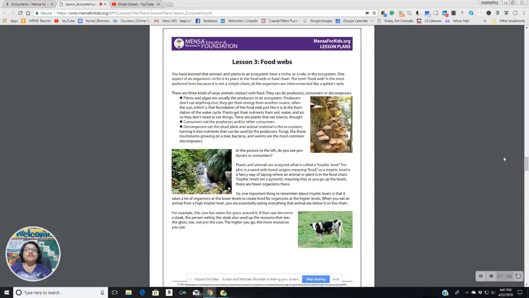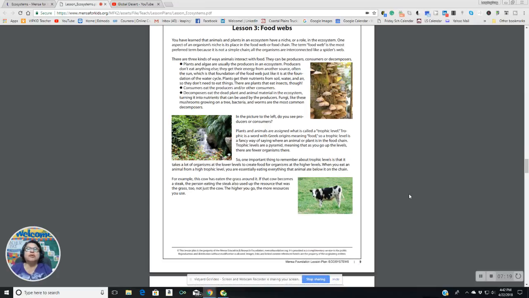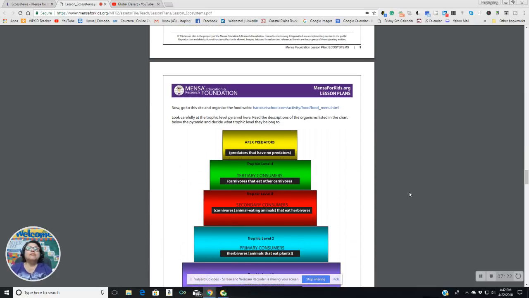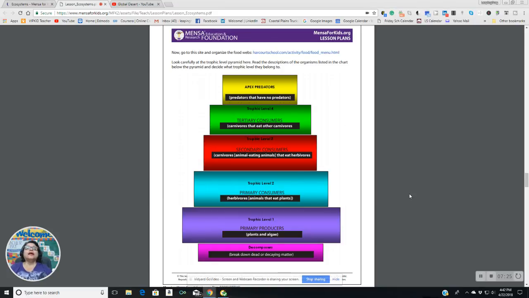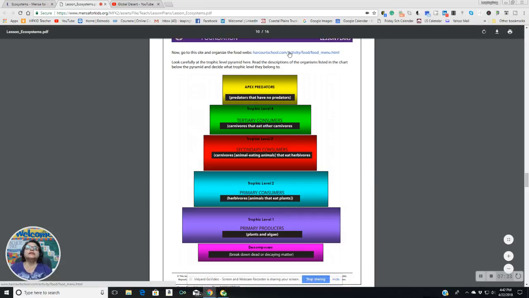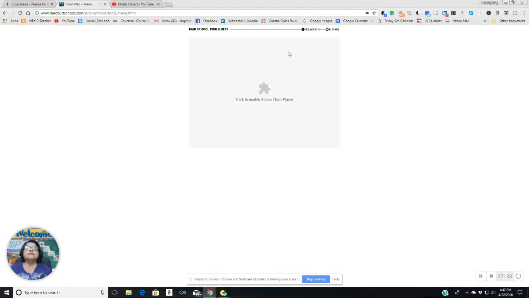All right, my favorite lesson of all was lesson 3, food webs. Oh, this was so much fun. We did have a lot of reading, and we divided it up. The students took part in reading part of this lesson. But I had this great food web that you see right here. They also have a reference to a site. I will click on this just so you could take a glance at it. Well, it's saying enable Adobe, so I'm not going to wait for that.